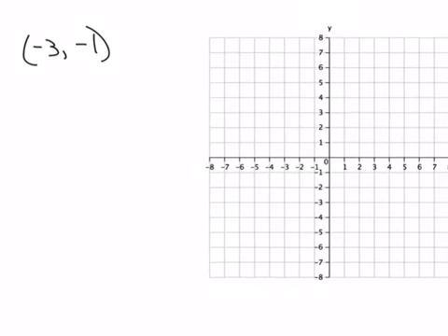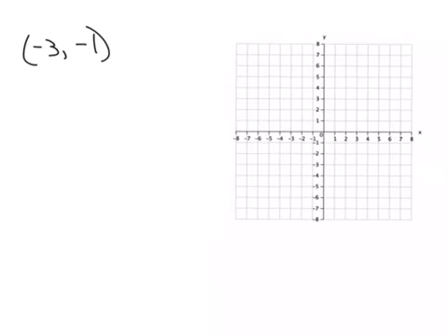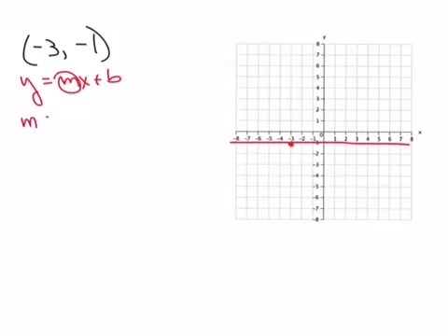So let's, whoops, forgot to grab the grabber. Okay. So, it goes through -3, -1. Right, there's the point. And it says, find the equation of the horizontal line. Well, a horizontal line that goes through that point is just that. Now, what do you know about horizontal lines? We want it in this format. Do we know what the slope of a horizontal line is? The slope of a horizontal line is 0. The slope of a vertical line doesn't exist, but the slope of a horizontal line is 0.